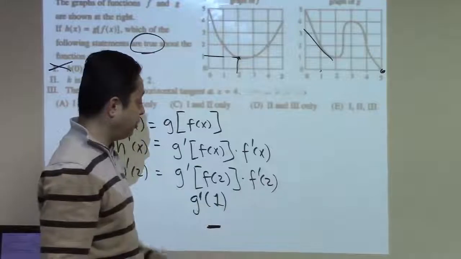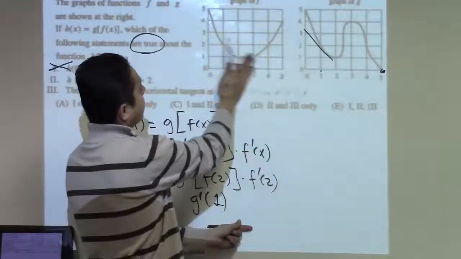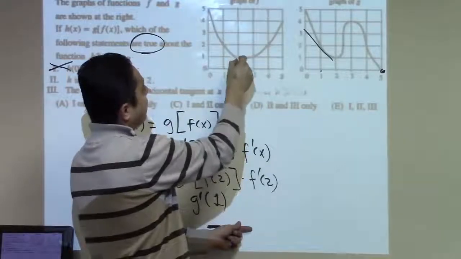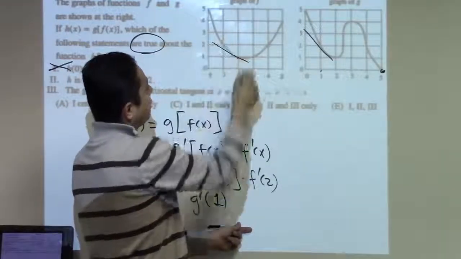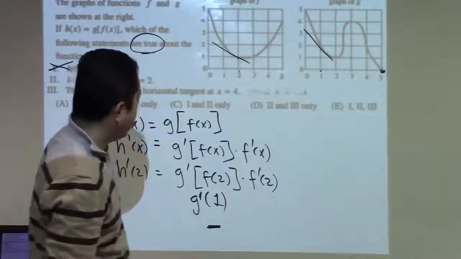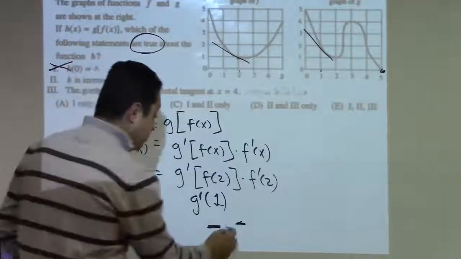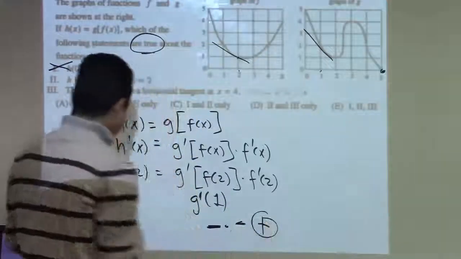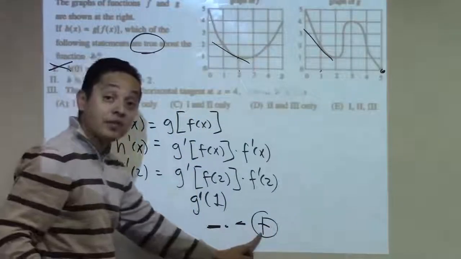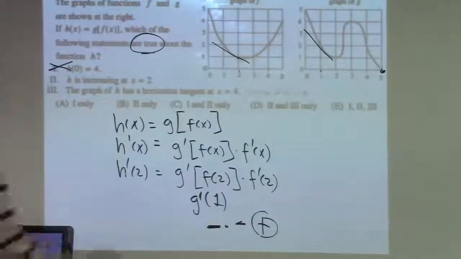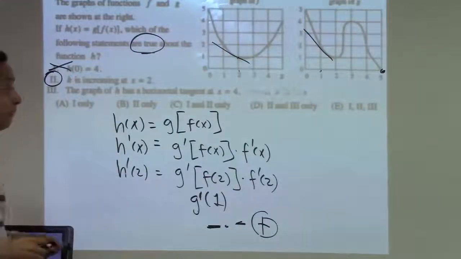f prime at 2. Here's 2. What's the slope at 2? It's also negative. So now we have negative times negative, so my final answer is positive. So h prime of 2 is positive, which means that h is increasing. So this is a good statement.